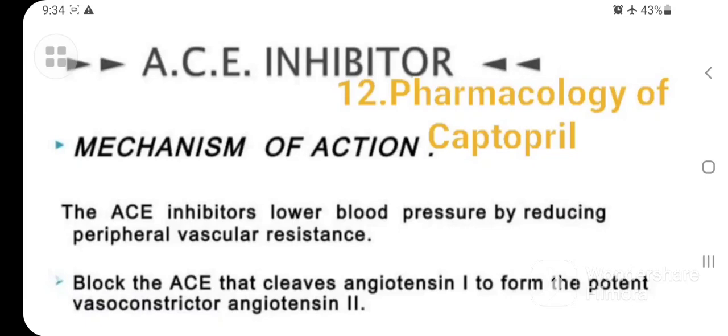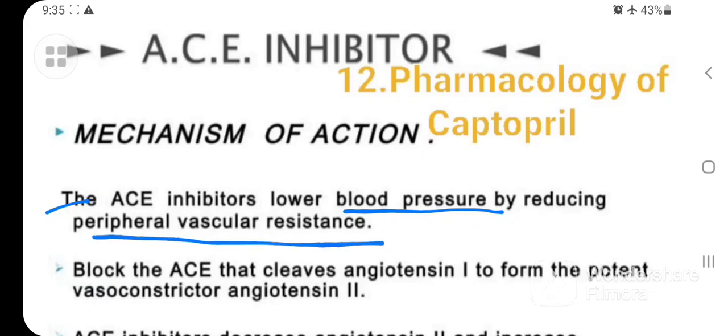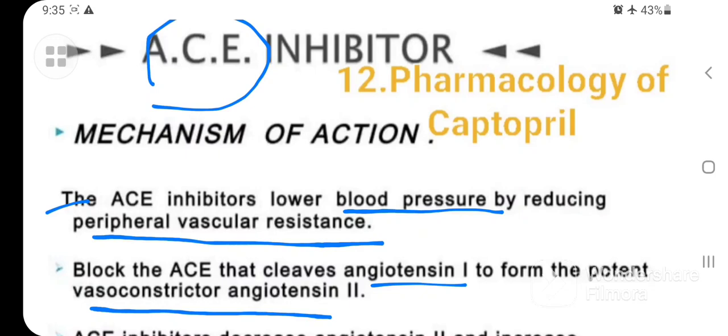Now let's study the mechanism of captopril. The ACE inhibitors lower blood pressure by reducing peripheral vascular resistance. They block the ACE that cleaves angiotensin 1 to form the potent vasoconstrictor angiotensin 2. They stop the conversion of angiotensin 1 to angiotensin 2. Angiotensin 1 converts into 2 with the help of ACE, angiotensin converting enzyme.